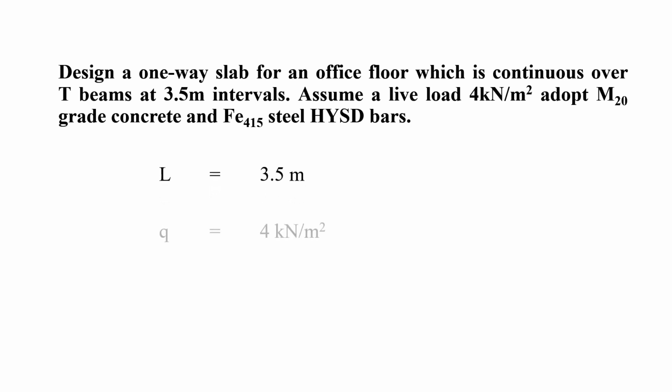First step is given data. Here L is equal to 3.5 meter, that is the length. Then the load Q is equal to 4 kN per meter square, and then fck is equal to 20 Newton per mm square, and then fy is equal to 415 Newton per mm square.